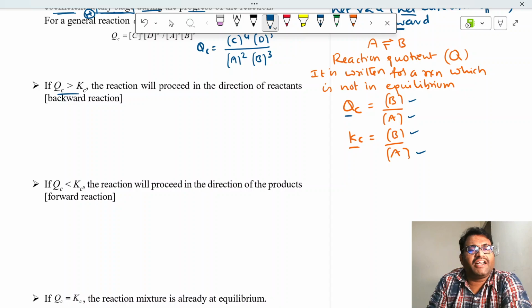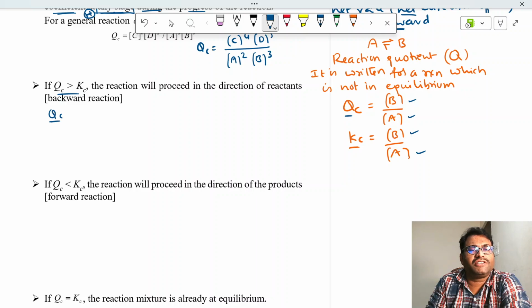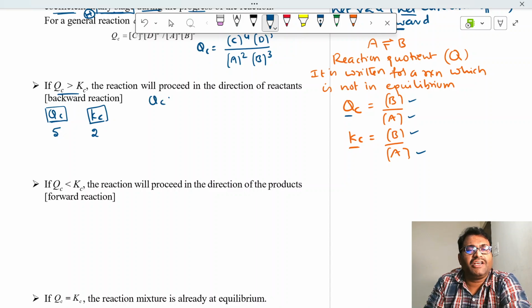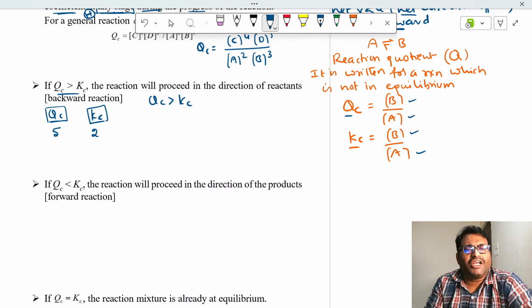When Qc is greater than Kc. So now only we have written Qc and Kc here. So let us take Qc as 5 for the purpose of understanding. Kc, let us take 2. So is this condition satisfied? Qc greater than Kc. Yes, the condition is satisfied. You can also write Qp greater than Kp. It doesn't matter.